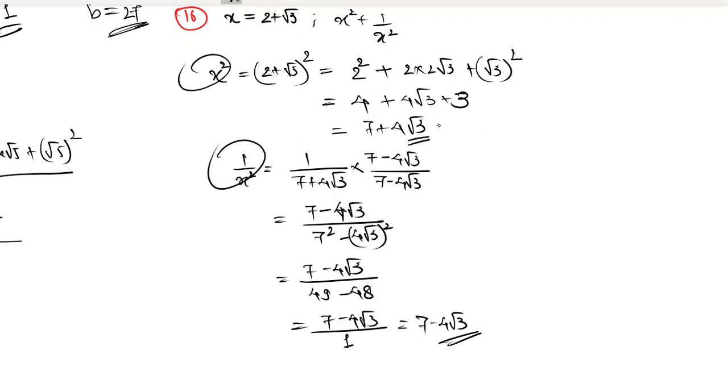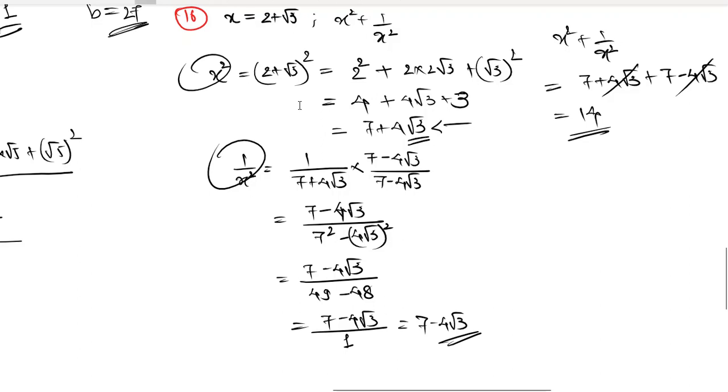We have already found the value of x square, 7 plus 4 root 3. So now it's very easy. X square plus 1 by x square is 7 plus 4 root 3, the value of x square, plus 7 minus 4 root 3. Minus 4 root 3 plus 4 root 3 cut, 7 plus 7 is 14. Very easy, right? Because we separately squared them and rationalized them.